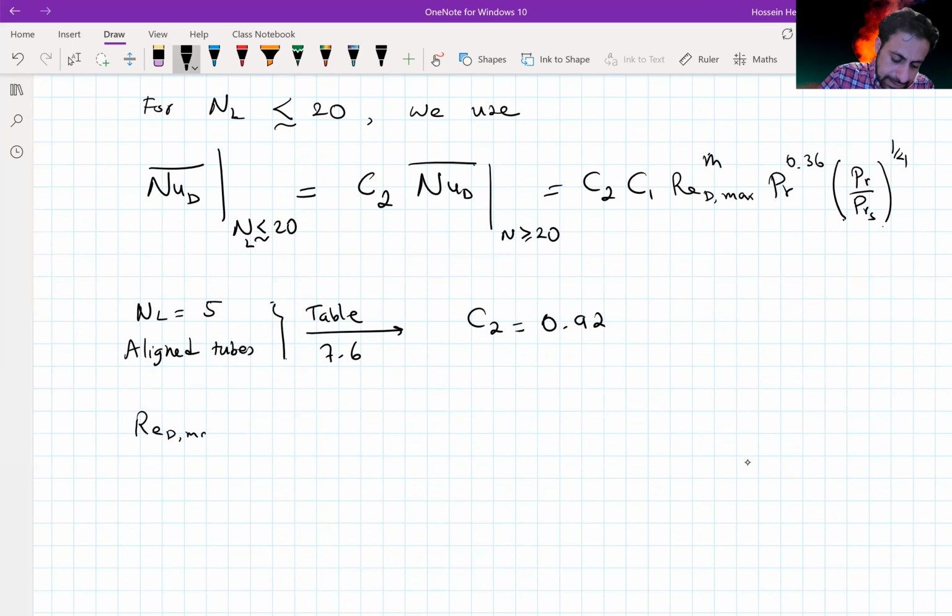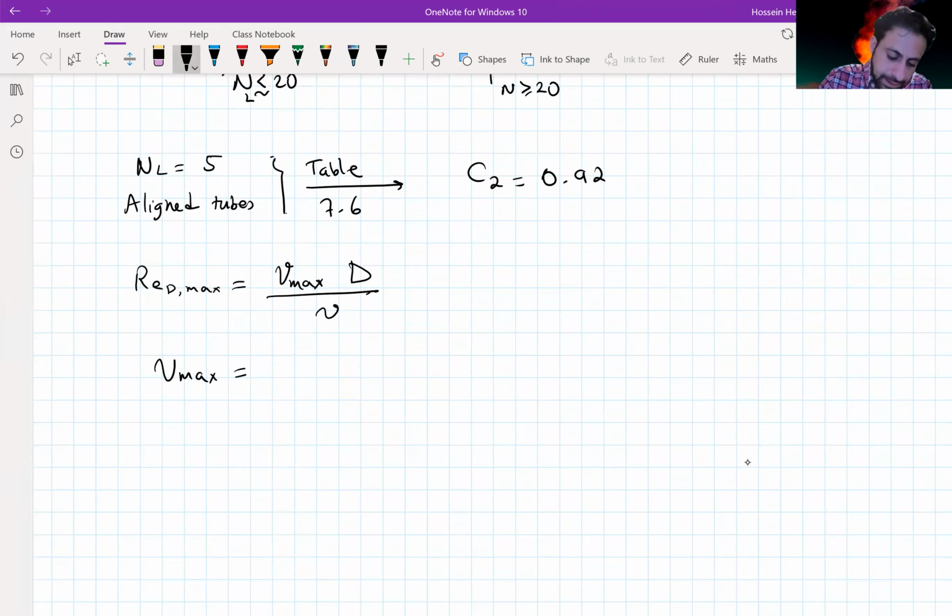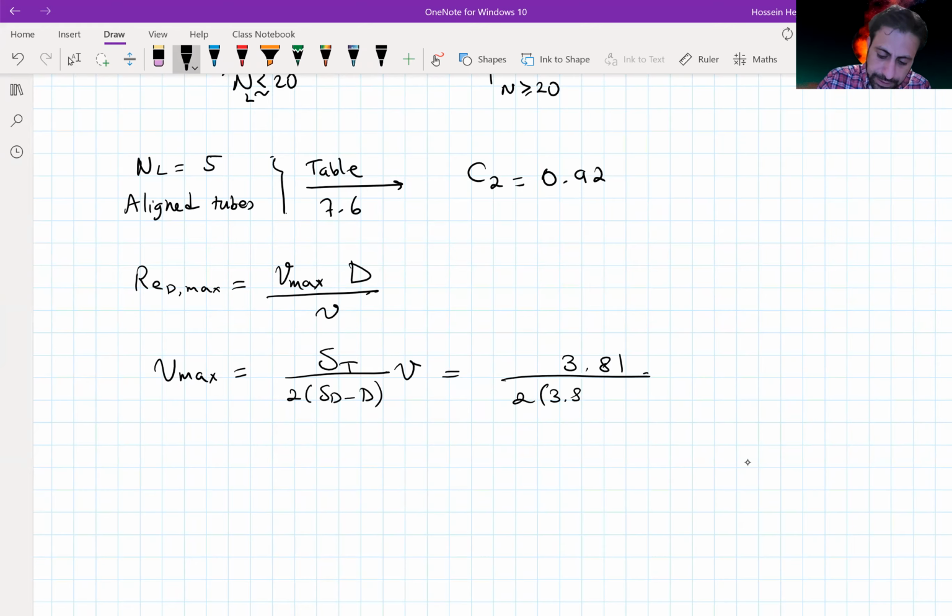Reynolds number based on D and max, where Vmax is the maximum velocity that can occur in this tube bank, is Vmax times D divided by kinematic viscosity. Vmax for an inline, square arrangement is ST over (ST minus D) times the inlet velocity. So it's going to be 3.81 over (3.81 minus 2.45), and the velocity is 7 meters per second, so we're going to get 21 meters per second. So this is the maximum velocity, 3 times more than the inlet velocity.